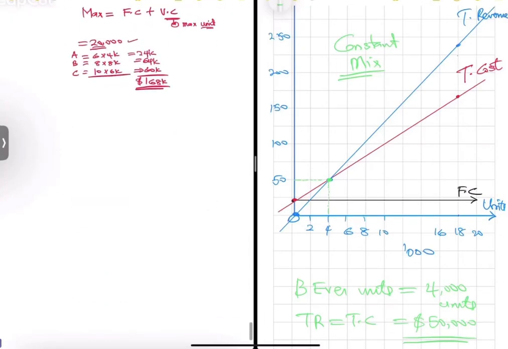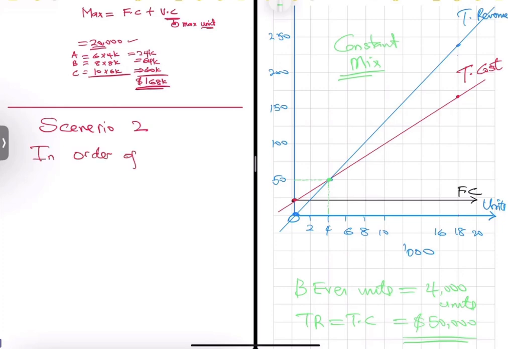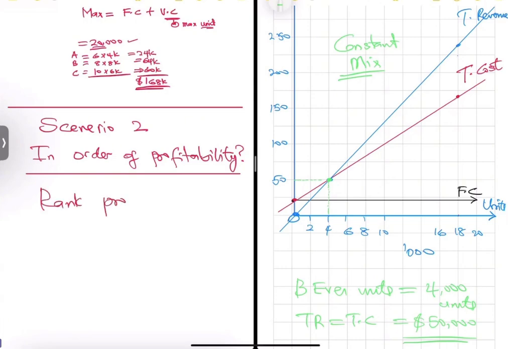Sometimes they might not be sold in a constant mix. So we want to check what if they are sold in order of profitability. Remember, for us to do this, we need to rank. So you need to rank products.